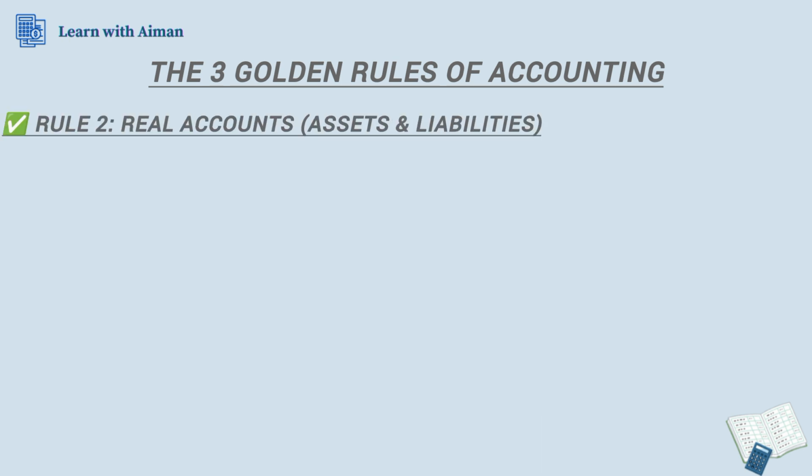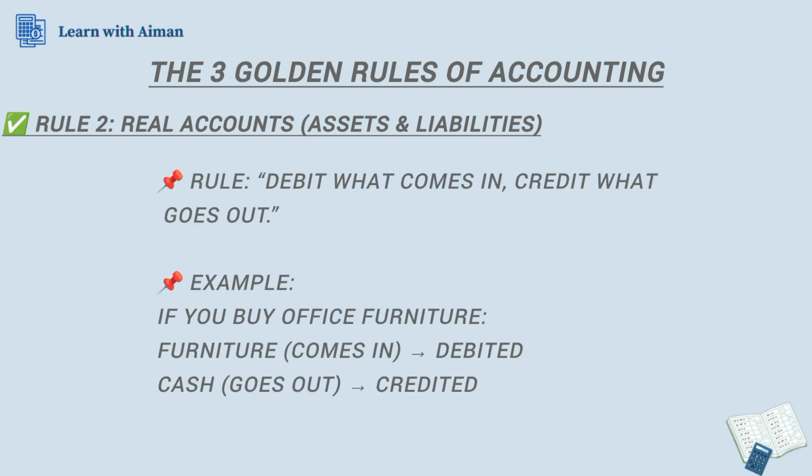Rule 2. Real accounts, assets and liabilities. Rule: debit what comes in and credit what goes out. Example: if you buy office furniture, the furniture comes in, so we will debit it, and the cash goes out, so we will credit the cash account.